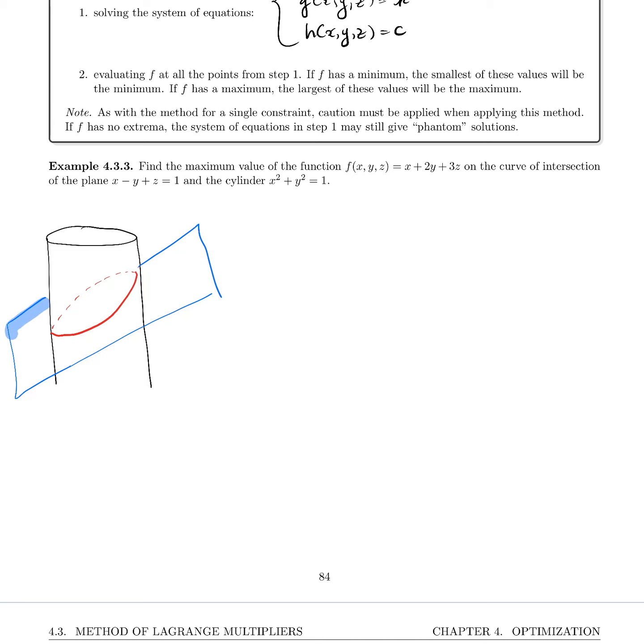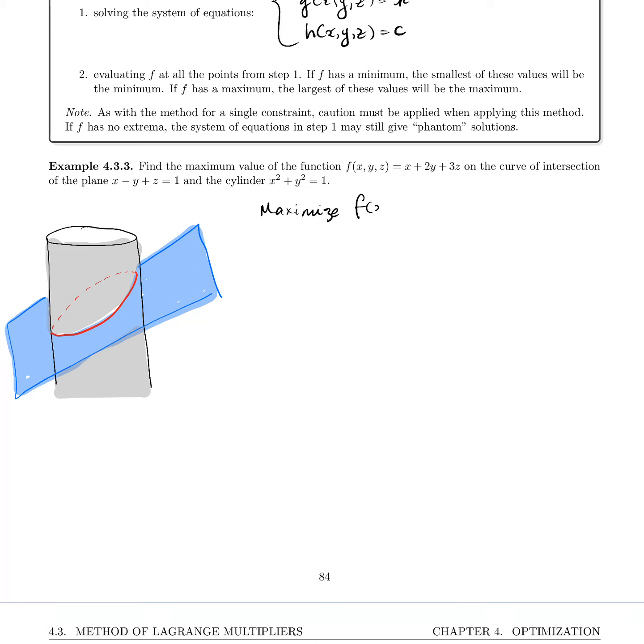And so if we give a little bit of shading here, that will help see exactly the situation more clearly. So there's our plane. There's the cylinder, and the curve that I've shaded in red is the curve of intersection. It's the points on that curve in red that we want to take as the domain over which we want to maximize f.